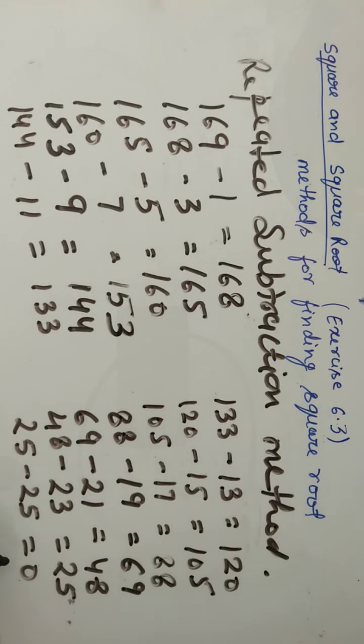Now once we get the 0, we will check the number of terms: 1 2 3 4 5 6 7 8 9 10 11 12 and 13. At the 13th step we are getting 0. So the square root of 169 is 13, because we took 13 steps for finding its square root. So it is the repeated subtraction method.